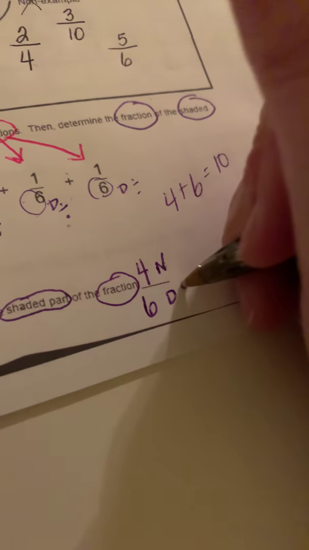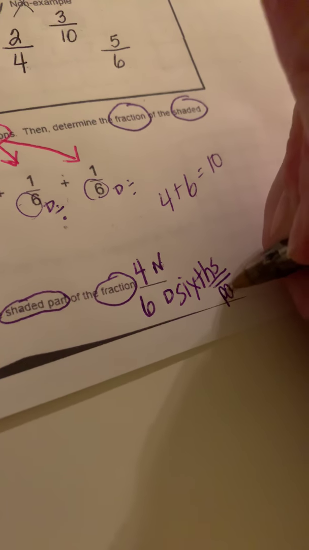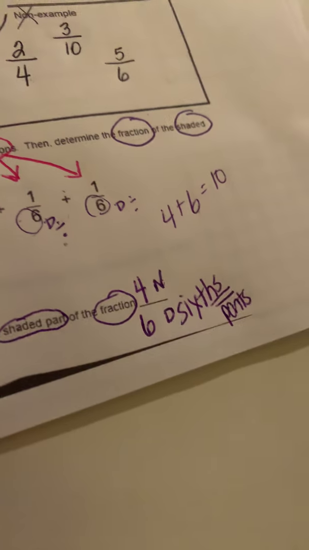We're talking about 4/6, as in 4 parts out of 6. 4/6, 4 parts out of 6. All right, that's y'all's first page.